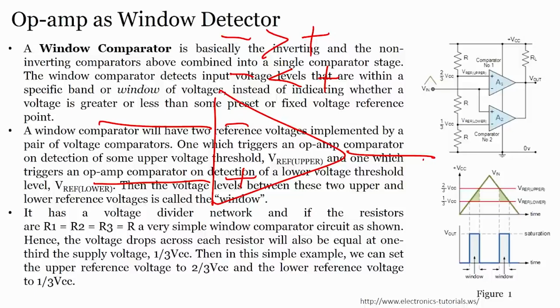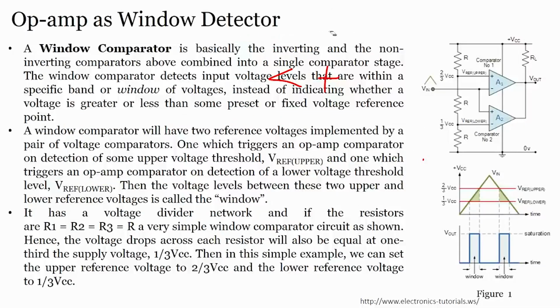A comparator will compare. For example, if I have 1 volt and 1.1 volt, then 1.1 minus 1 is a difference of 0.1, and the voltage at the non-inverting terminal is more, so the output goes to saturation, which is positive saturation. This was the understanding about the comparator. Once you understand the comparator, you will easily understand what the window detector is.